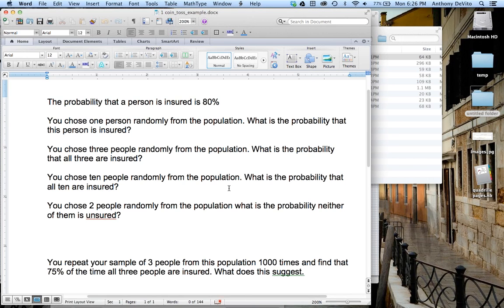What's the probability we choose 2 people randomly from the population and neither is insured? What's that? I'm sorry, I didn't hear you.